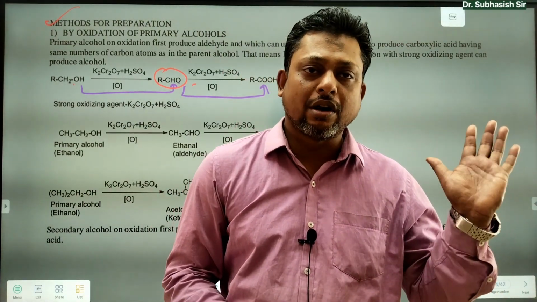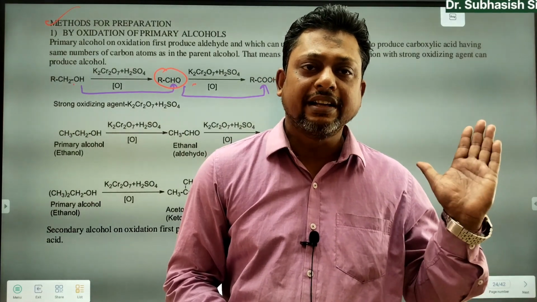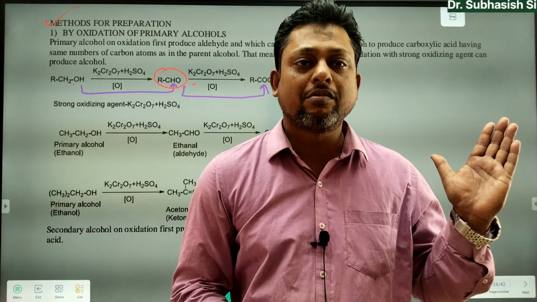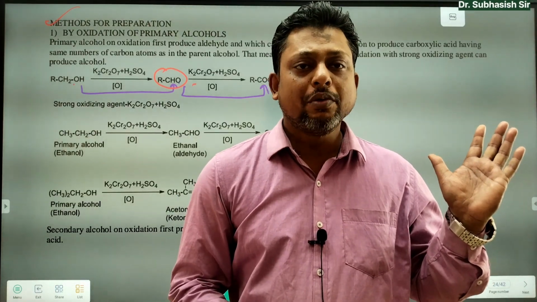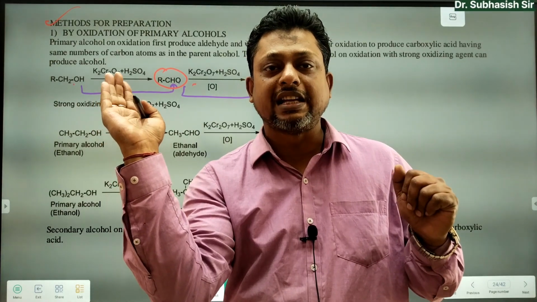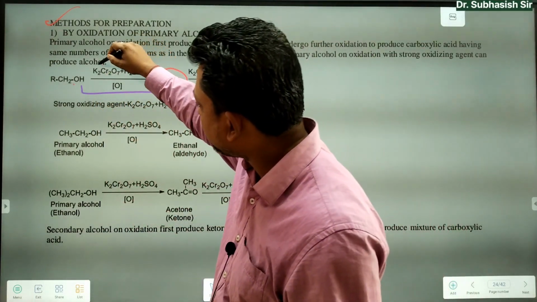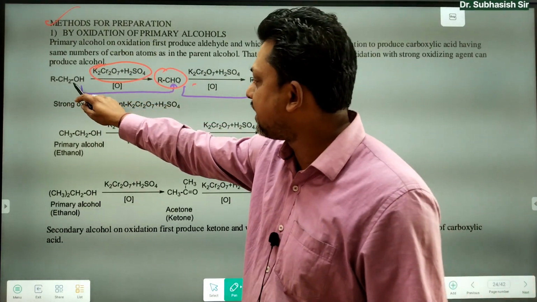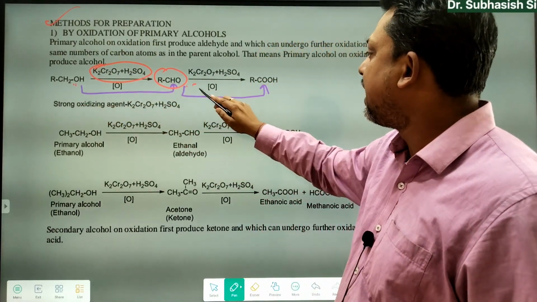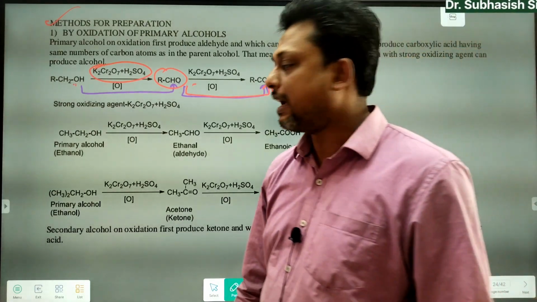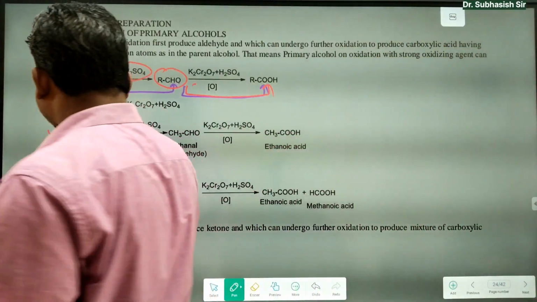So here two things you need to remember. If you want to convert alcohol to aldehyde, you need a weaker oxidizing agent like PCC, pyridinium chlorochromate. But if you want to convert alcohol to carboxylic acid, you need a stronger oxidizing agent like potassium dichromate and sulfuric acid. So it can convert this alcohol to aldehyde at first, and then this aldehyde will be again converted to carboxylic acid.